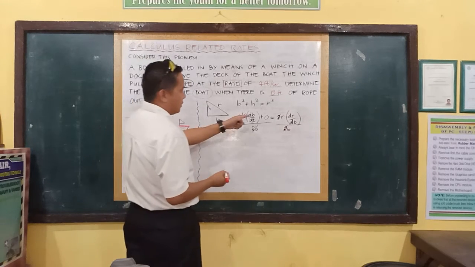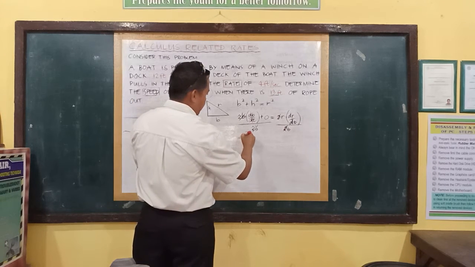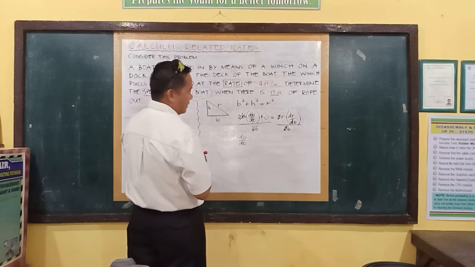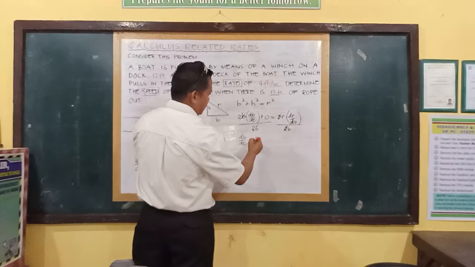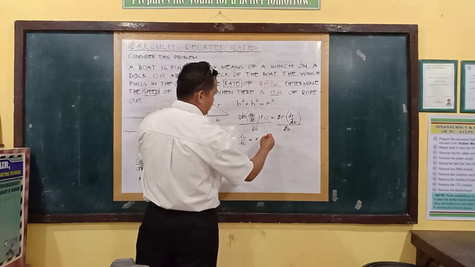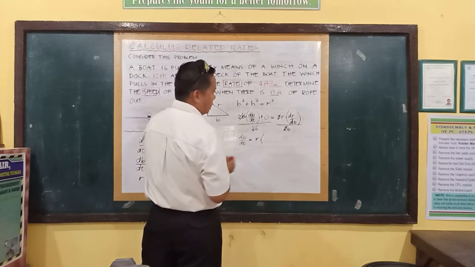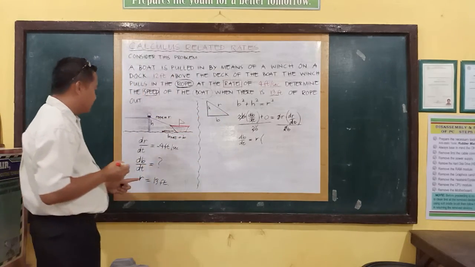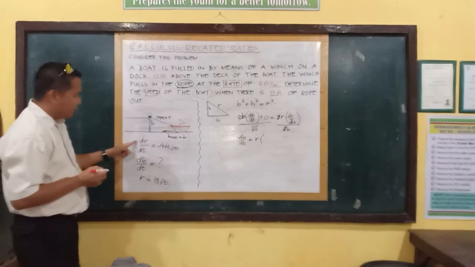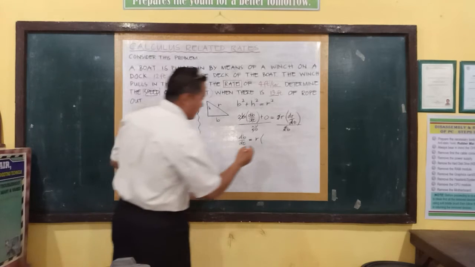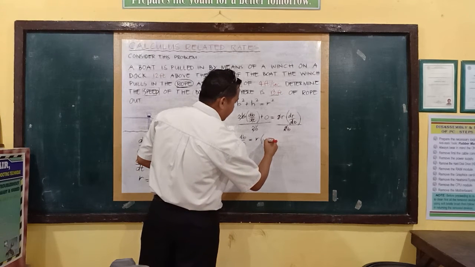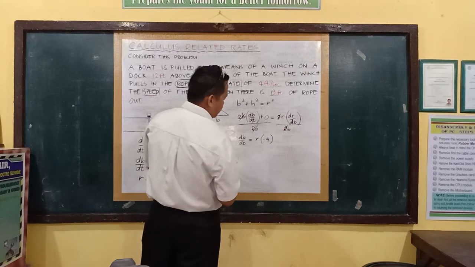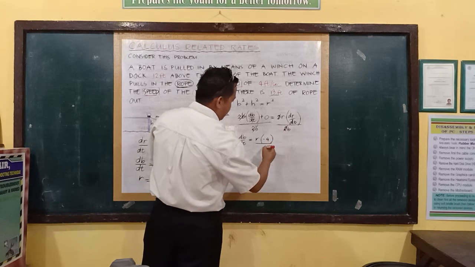Now, dB/dt equals R times, so what is our R? dR/dt. dR/dt, we have a negative 4 over B.